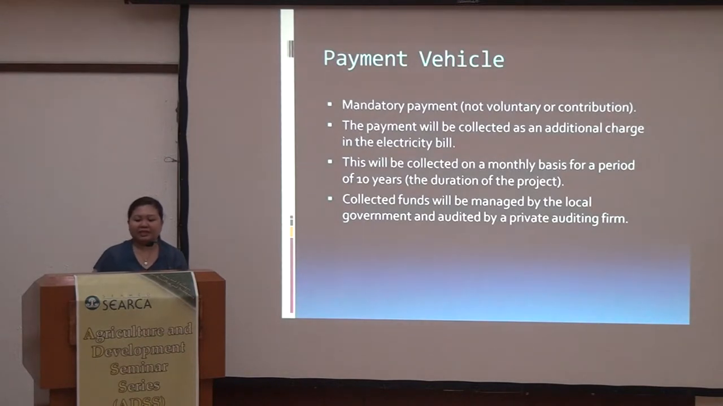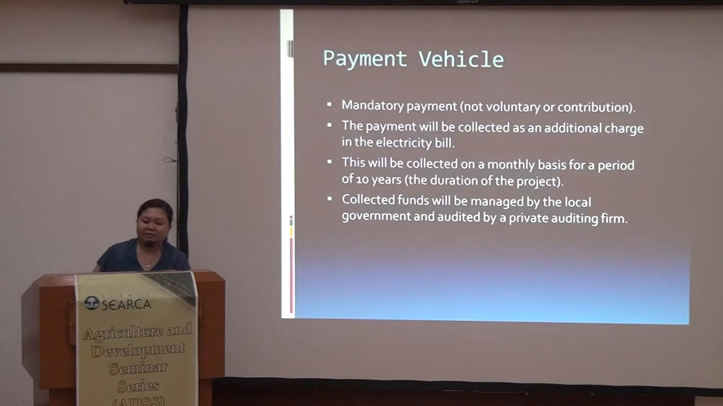For the payment vehicle, we used mandatory payment. That means that everyone is made to pay; it is compulsory, and not voluntary or based on contributions. The payment will be collected as an additional charge in the electricity bill on a monthly basis for a period of 10 years. The collection of funds will be managed by the local government and audited by a private auditing firm.